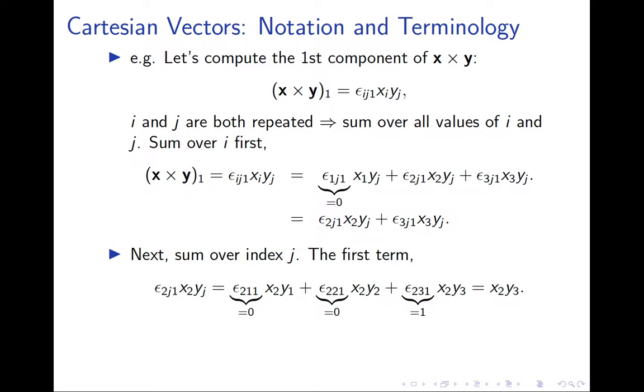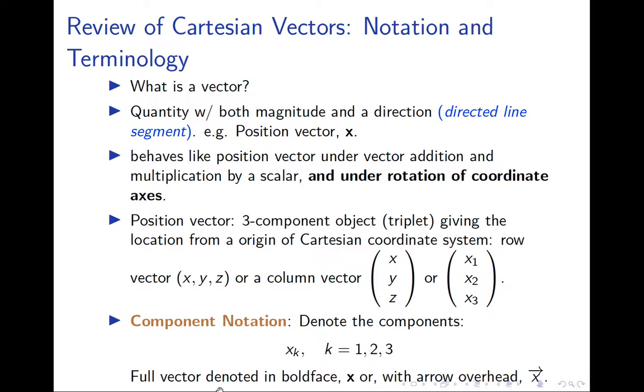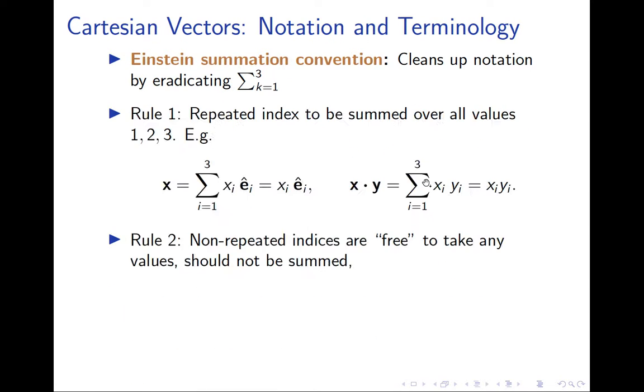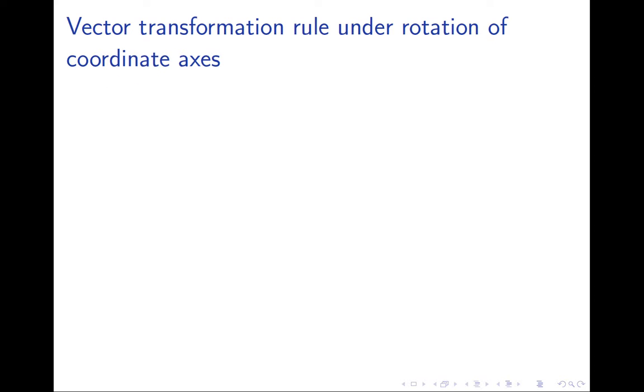As I said, if we go back a little bit, I said that it behaves like a position vector under vector addition and multiplication by a scalar. We have discussed these two. What remains to be done is transformation under rotation of coordinate axes. Okay, so let's do this. As a warm-up, we will consider this two-dimensional situation. How do the components of a two-dimensional vector, which is a doublet, change under rotation of coordinate axes?